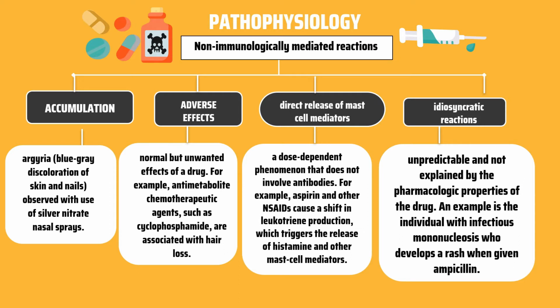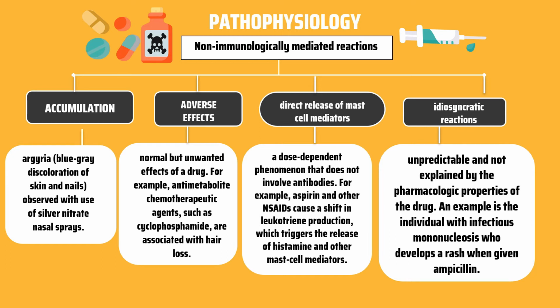it is divided into 8 types. First is accumulation, which leads to argyria, a blue-gray discoloration of the skin and nails, and it is observed with the use of silver nitrate and nasal sprays. Then the adverse effects, which lead to normal but unwanted effects of a drug. For example, antimetabolite chemotherapeutic agents such as cyclophosphamide are associated with hair loss.